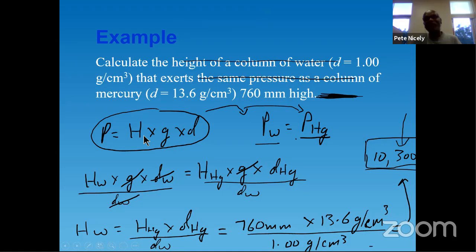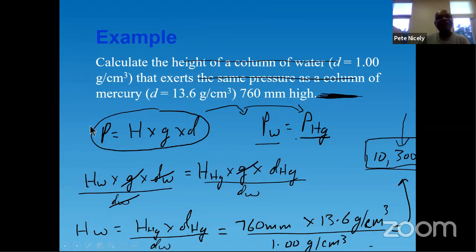So the first thing I would do, right, is write down this. The pressure exerted by the water column, PW, is equal to the pressure exerted by the mercury column, PHg, right? Because that's what the question says. It says the height of the water column exerts the same pressure as the column of mercury, right? So I established that first.